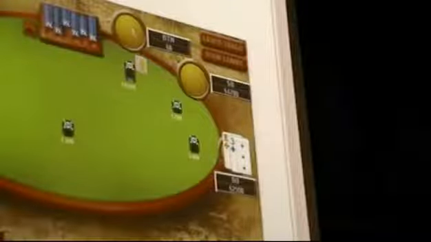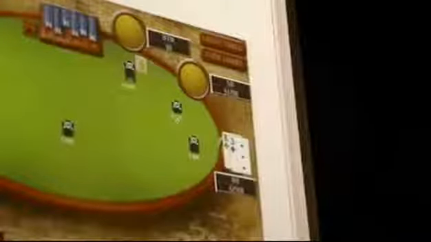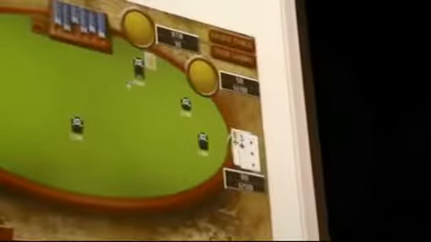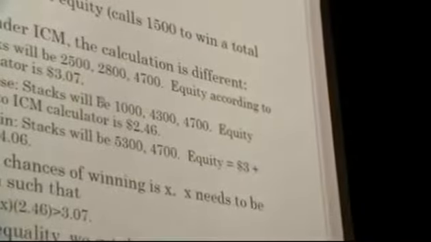Okay, but under ICM, the calculation is slightly different because your equity is not exactly how many chips you have. So you need to consider the three possibilities. So let's suppose you fold. If you fold, then this guy will win the pot, which is going to be in total 2,800 chips, right? 1,900 plus 900. I didn't mess that up, right? Okay, good. So your stack will be 2,500, and the other players' stacks will be 2,800 and 4,700. So equity, according to the ICM calculator, is not $2.5. It's actually $3.07.